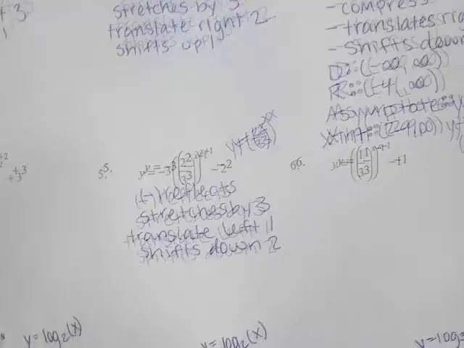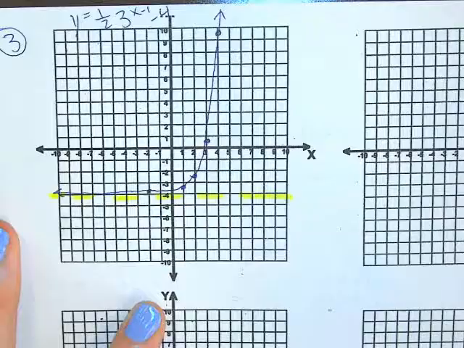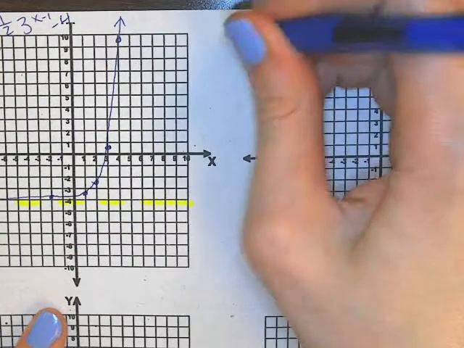5? Alright, so number 5. Flip it over. This one was number 3. We already did that yesterday. So we're going to do number 5 right here.